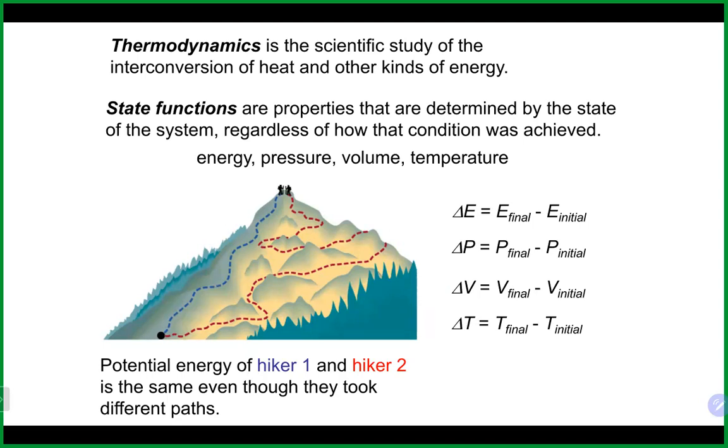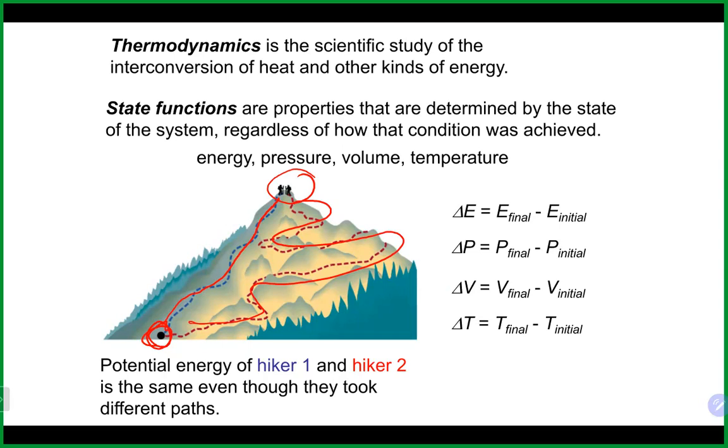On this graph here, our picture, we have two hikers. They both started at the same point. The guy in the blue took the more direct route up the mountain. The guy in the red took the more scenic route around the mountain. But they're now both standing in the exact same location, which means in terms of their potential energy, they do have the same potential energy because they started and ended in the same location.